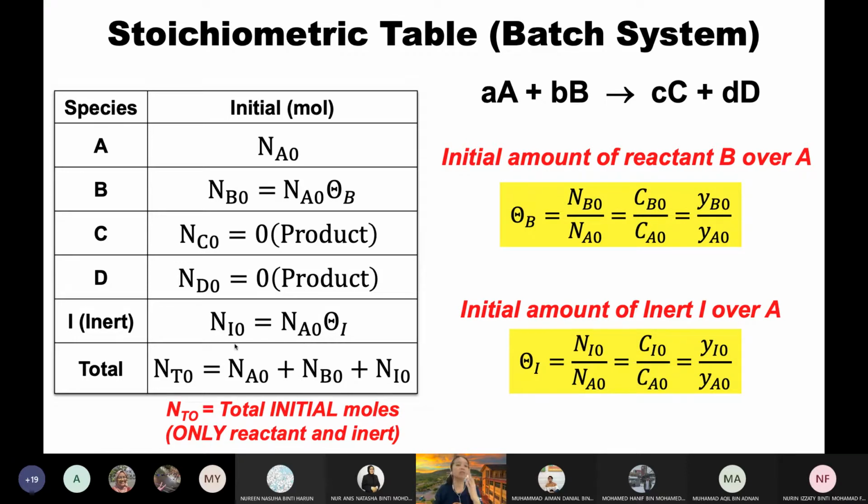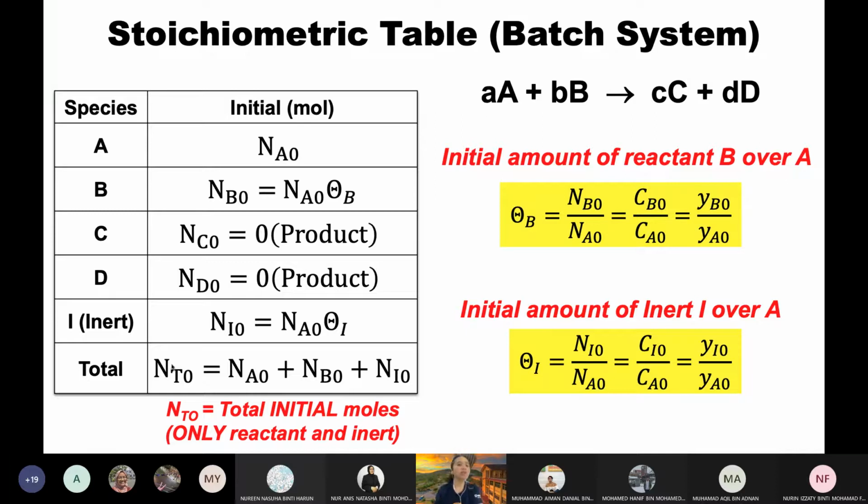So now you imagine initially, you already know N_A0, let's say N_A0 is 5 mol. And N_B0, let's say 10 mol. Okay, let's say N_I0 is 7 mol. So then what you do is, in the last column, you have to calculate the total moles going in. So total moles going in, just calculate 5 plus 10 plus 7. So you get, let's say, 22. So 22 mol total.